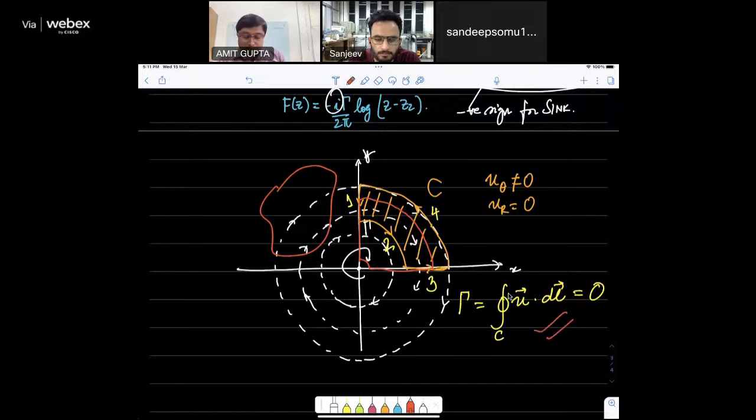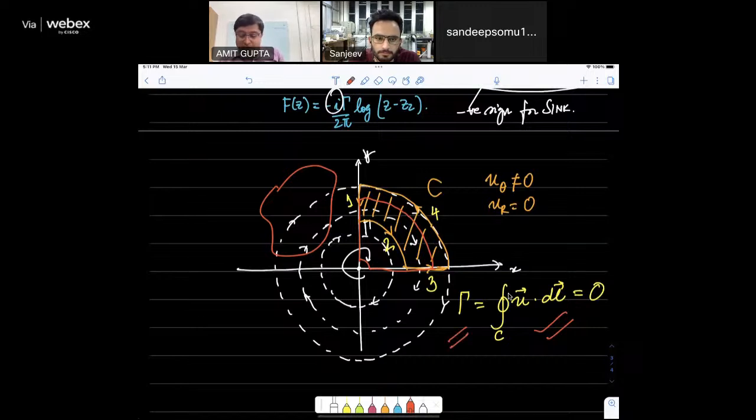I took the curvilinear one specifically because it's easy to evaluate, because in this case u and dl become u theta and dl, parallel to each other. dl is a length along that arc, and u is just u theta. So you can evaluate this and see that this is 0.